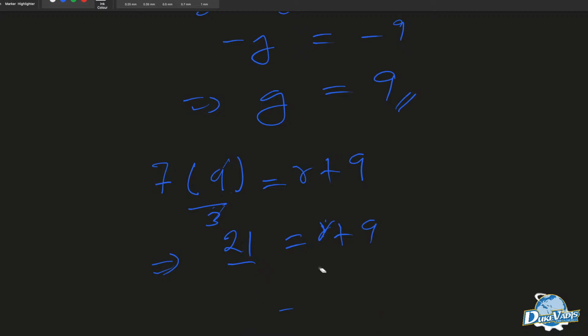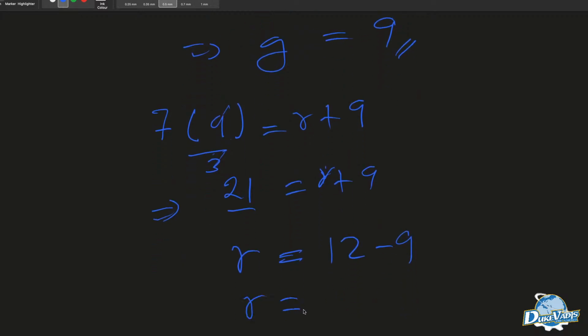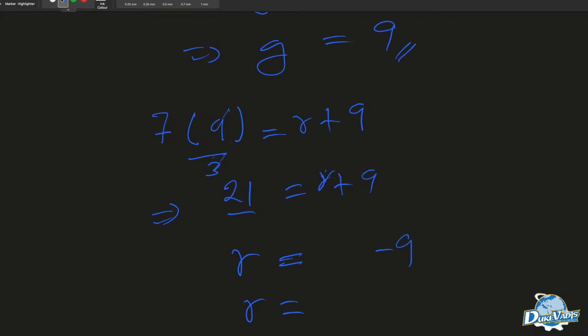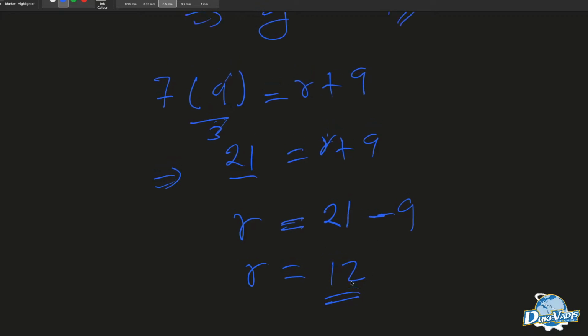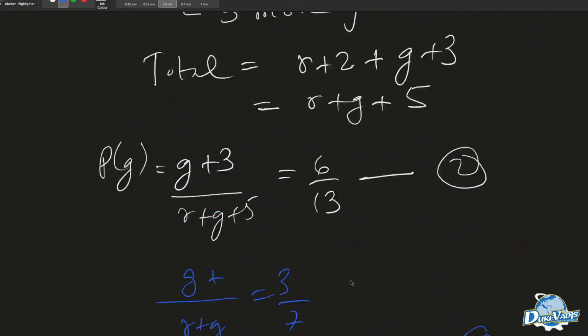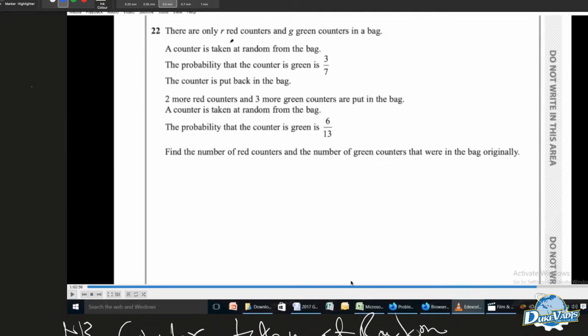Okay, so R will be equals to 21 minus 9. What do we get? We get 12. Okay. So therefore, R is 12 and G is 9. So the number of reds, R is 12, and G is 9. So these are the numbers of green counters and the red counters in the bag.